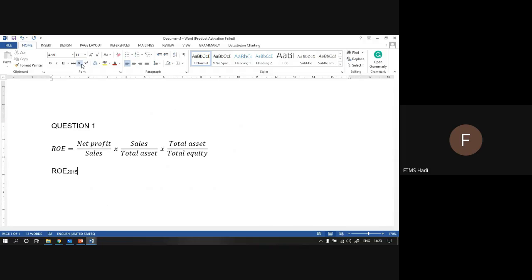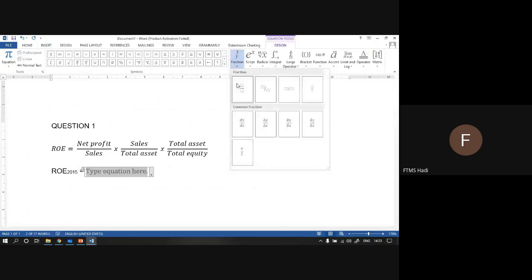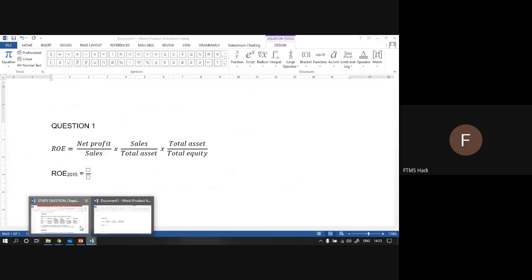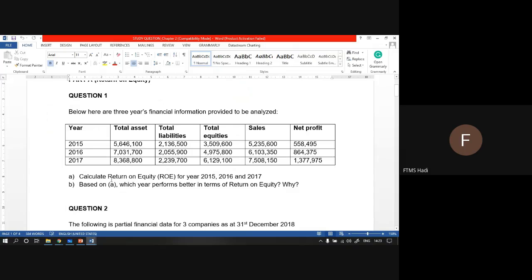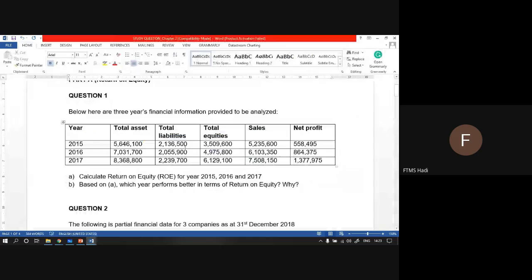Okay, so the equation will be net profit divided by sales. Look back at the question. You see net profit is here, this one, 558,495, divided by sales. Sales is here, this one, 523,600.